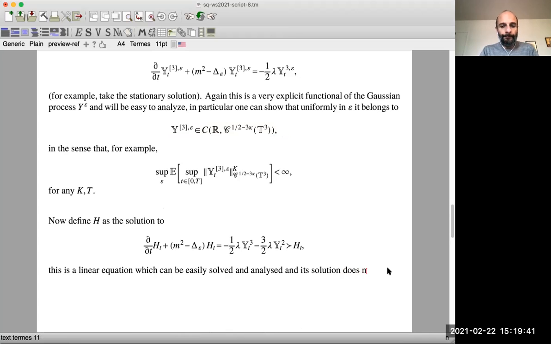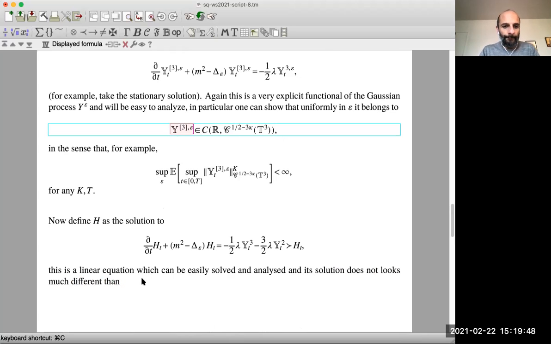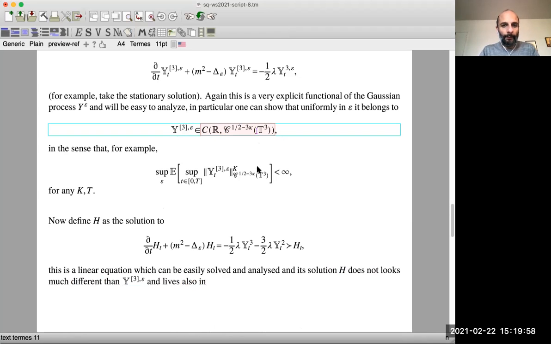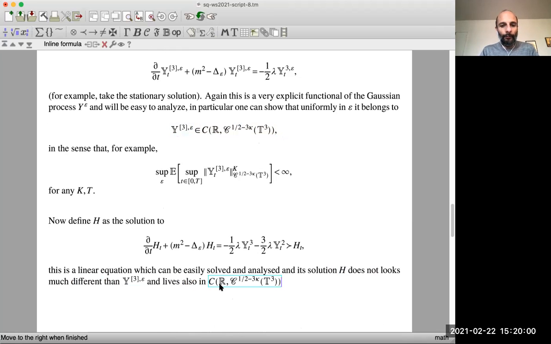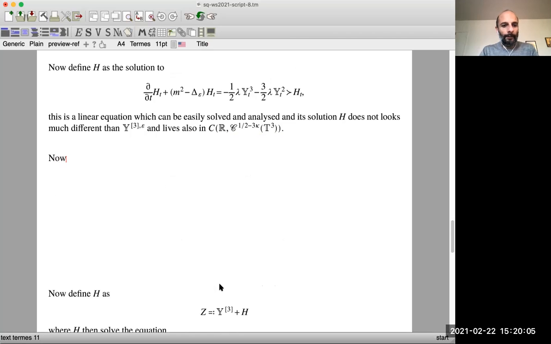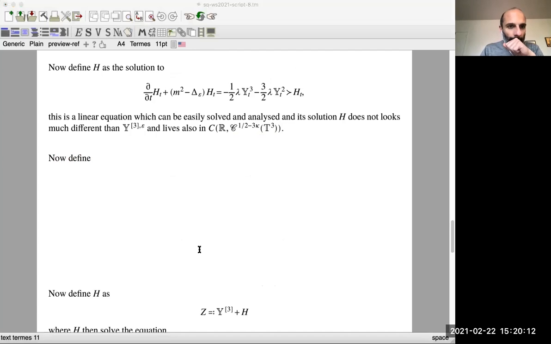This does not look much different than this process, and it lives also in this space. So that's all we need to know about this solution. Moreover, now define... that's a key point.